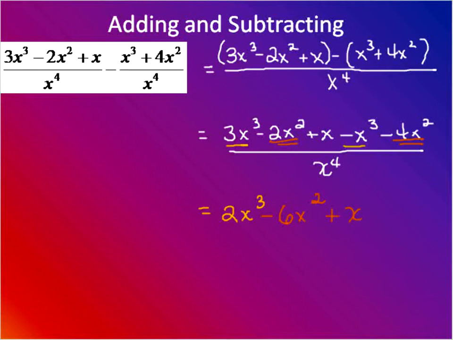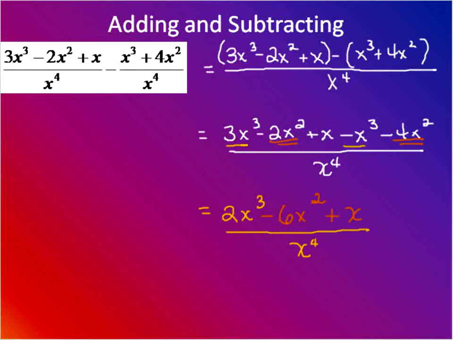Now, some mistakes that I noticed with adding and subtracting polynomials were not watching your signs. So you do have to be very careful to watch your signs on these. The sign in front of the number is the sign that goes with that number. So when I did negative 2 and negative 4, that gives me a negative 6. And then that's divided by x to the fourth.